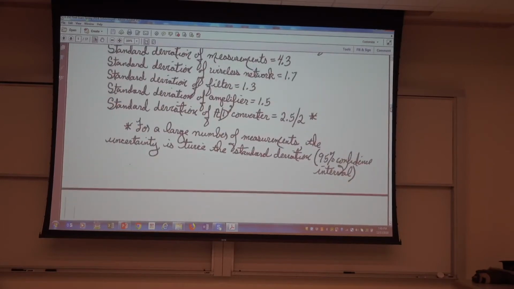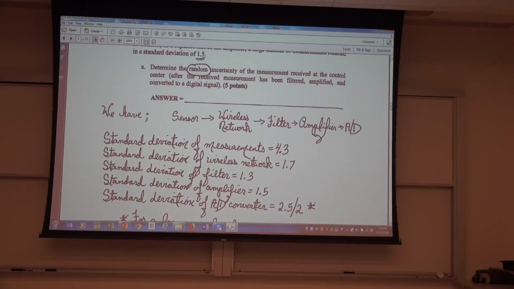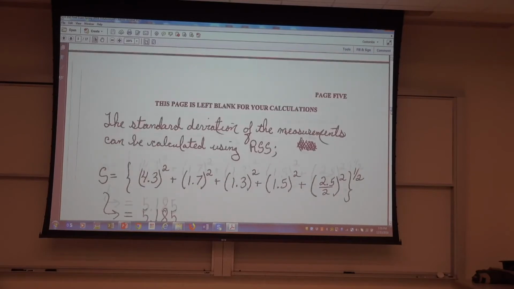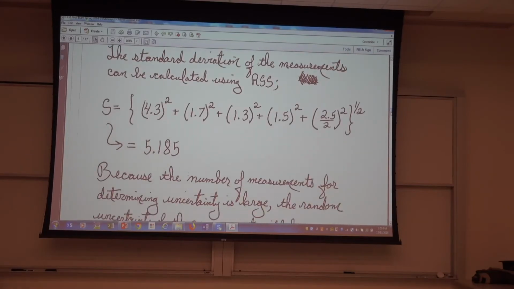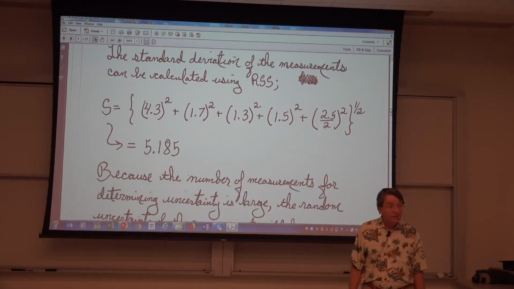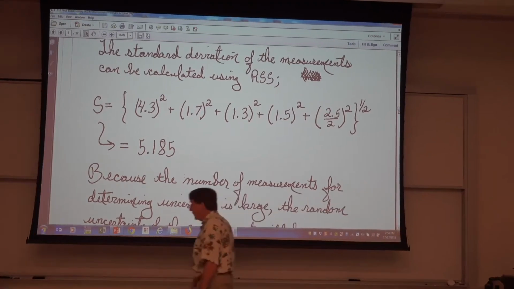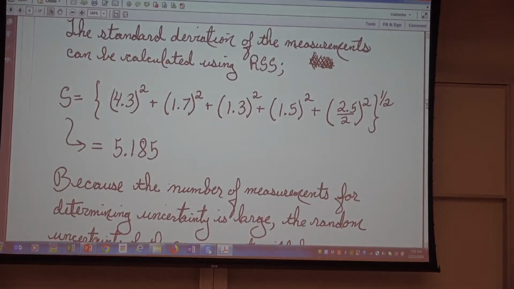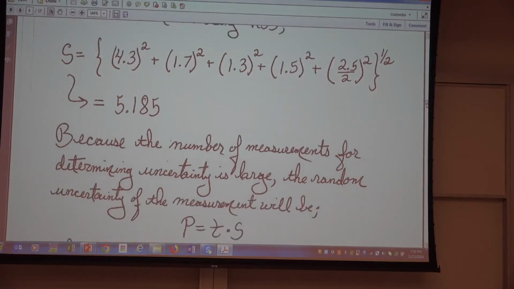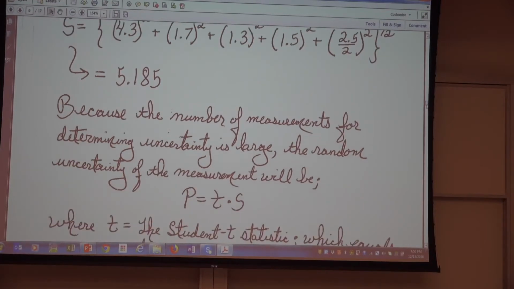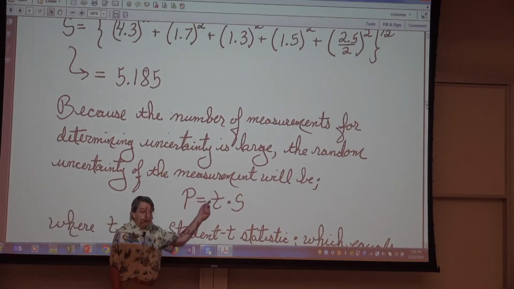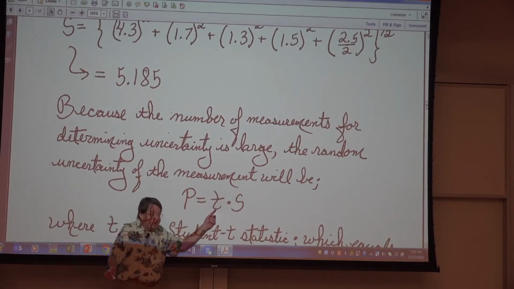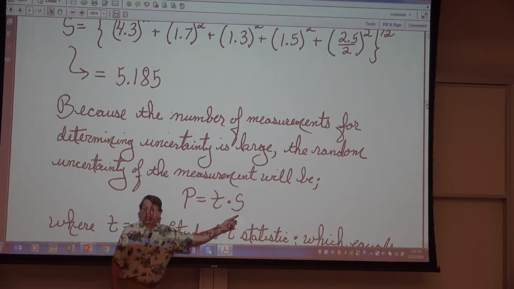Now, the question is not asking for the standard deviation. If I go back to the question, it says, what's the random uncertainty? What have I now calculated? In this calculation here, I've calculated the standard deviation. So I'm saying, wait a minute, I know how to go from the standard deviation to the random uncertainty. So I say here, because the number of measurements to determine the standard deviation was large, we can now go back and use the same formula we had before, where this is the random uncertainty. And it's now plus and minus t sub alpha over 2 or z sub alpha over 2 times the standard deviation over the square root of n.